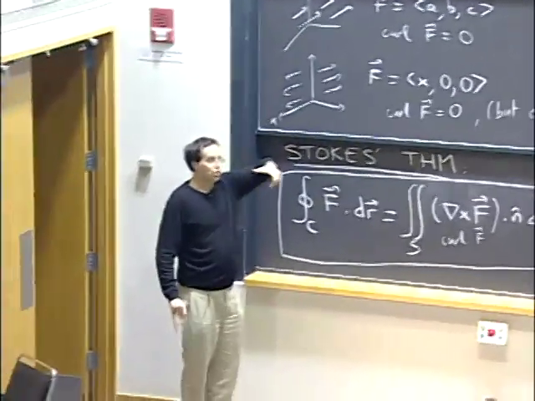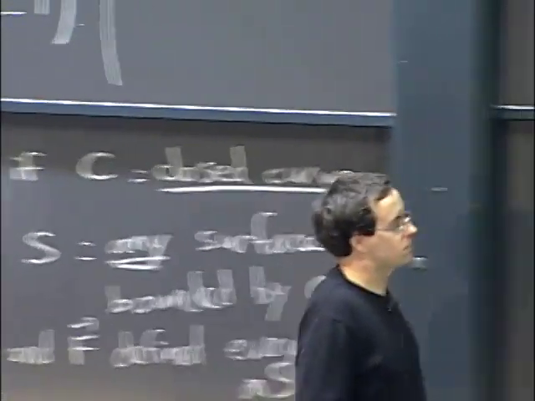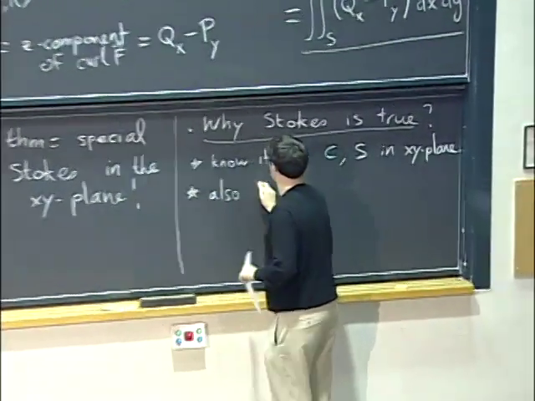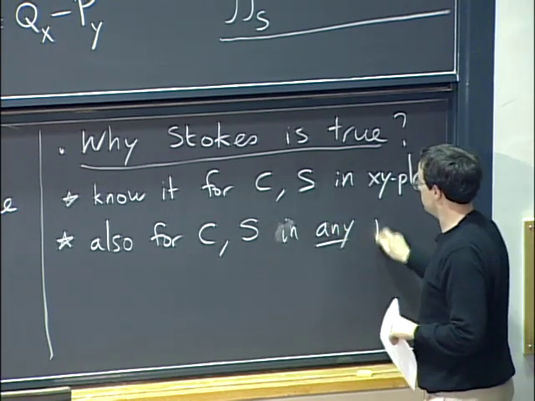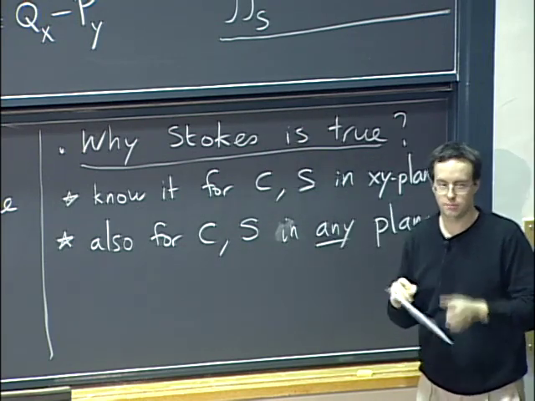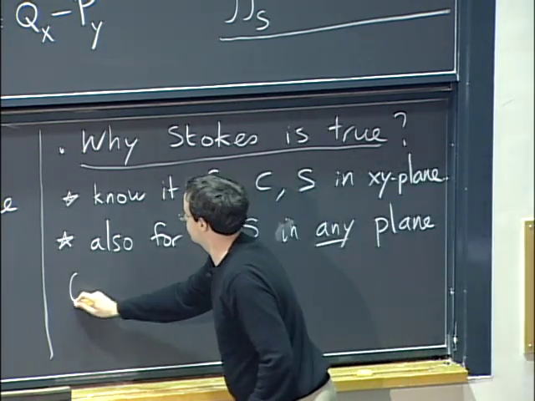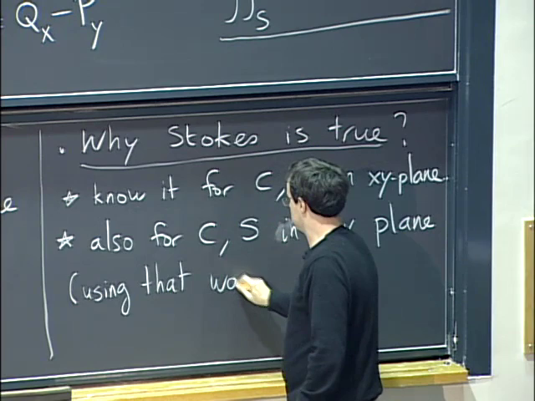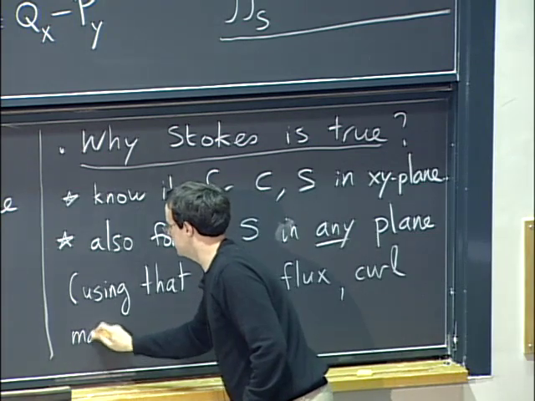So in fact, if I rotated my coordinates to fit with any other plane, I could still do the same things. So what I'm trying to say is, in fact, if C and S are in any plane, then we can still claim that it reduces to Green's theorem. Just it will be Green's theorem not in x, y, z coordinates, but in some funny rotated coordinate systems. So what I'm using is that work, flux, and curl make sense independently of coordinates.